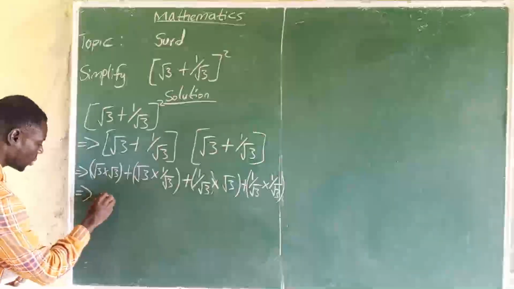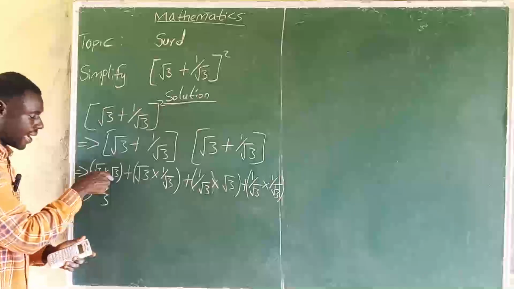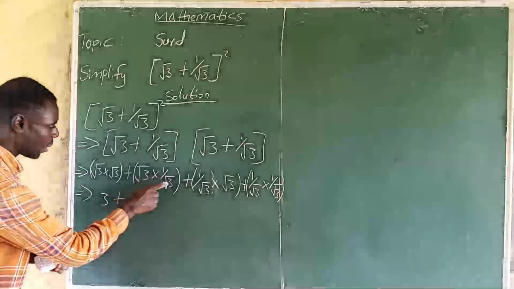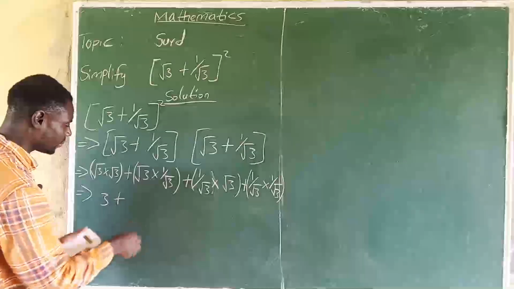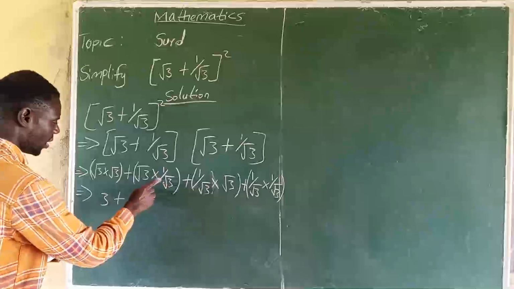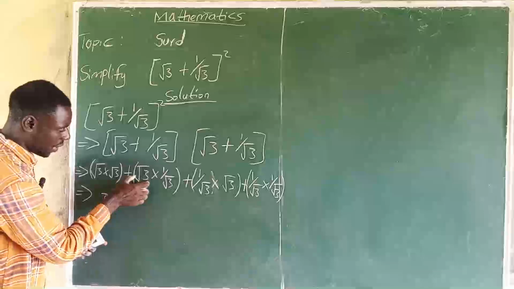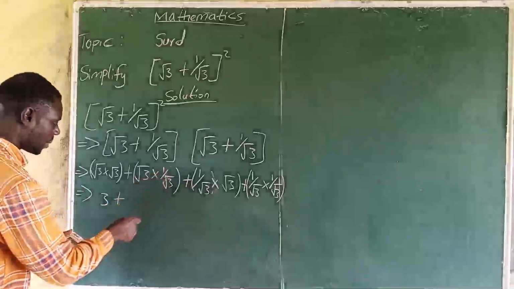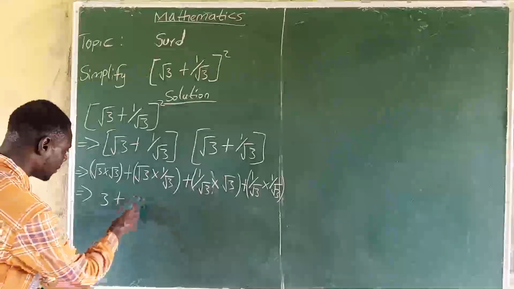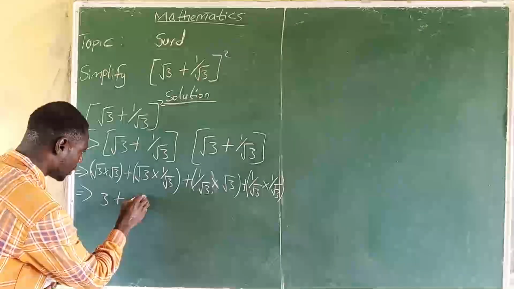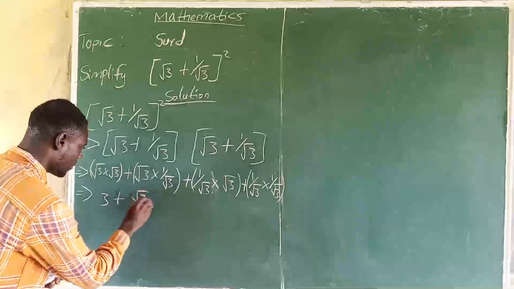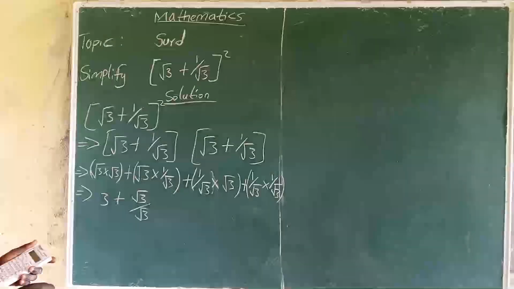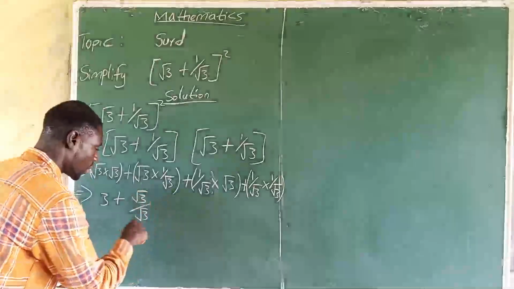Now this times this will give us 3. Remember, when the roots are the same and they are multiplying, take what is inside. Plus, now watch this. If you observe this very well, this root will be multiplying this. We have root 3 times 1 over root 3 giving us root 3 over root 3, which will give us 1.